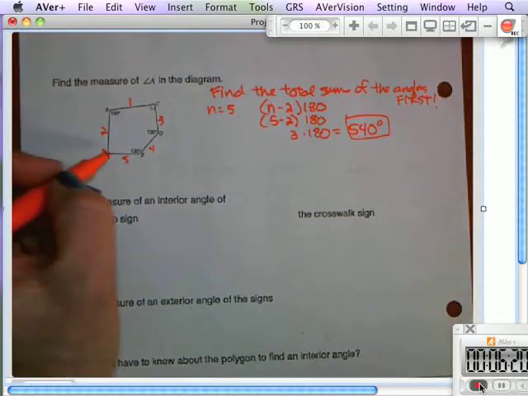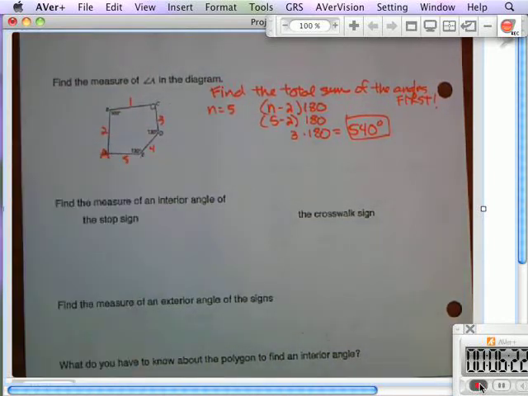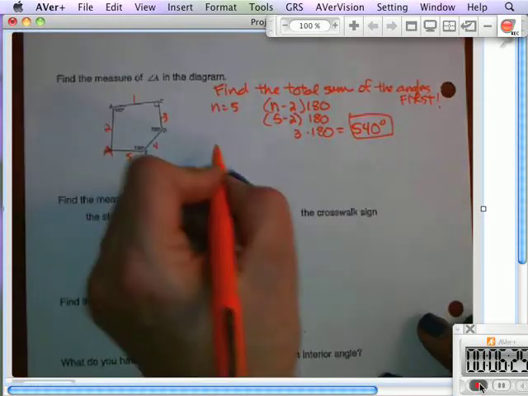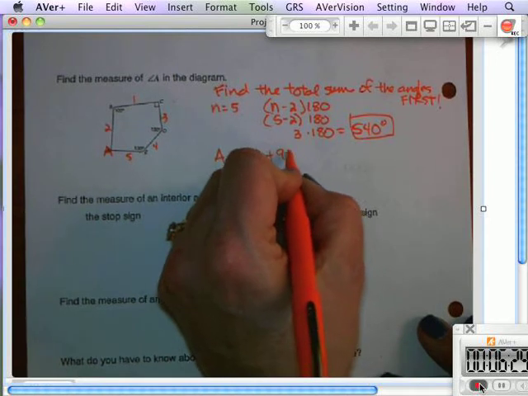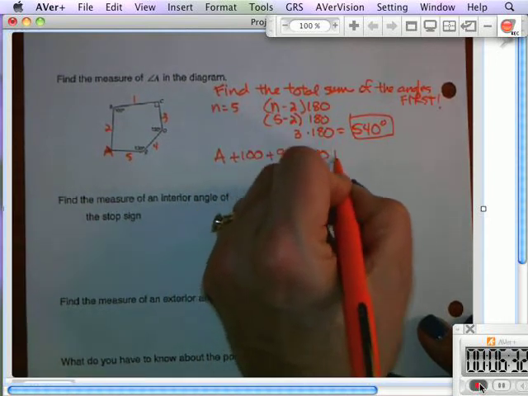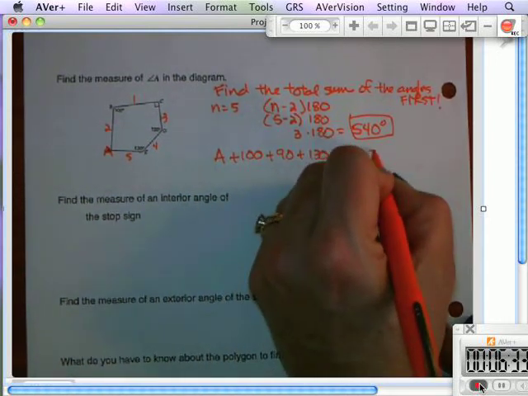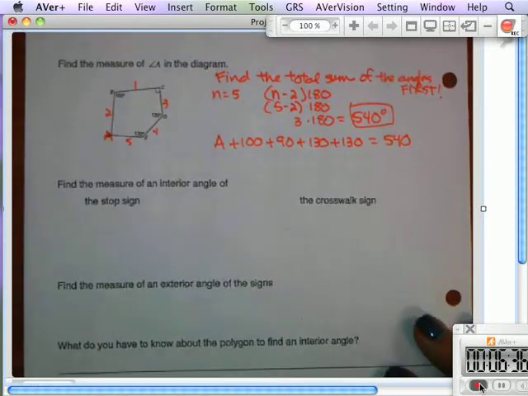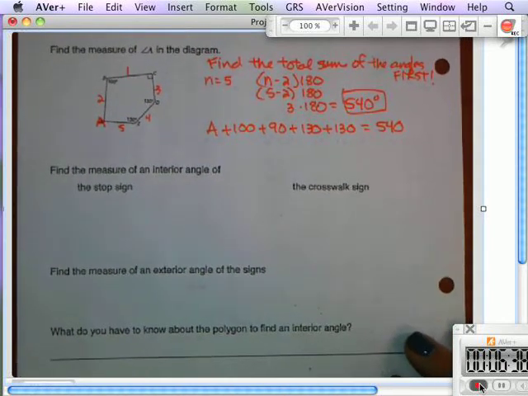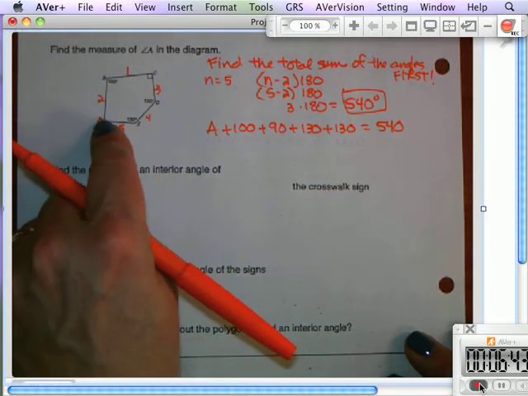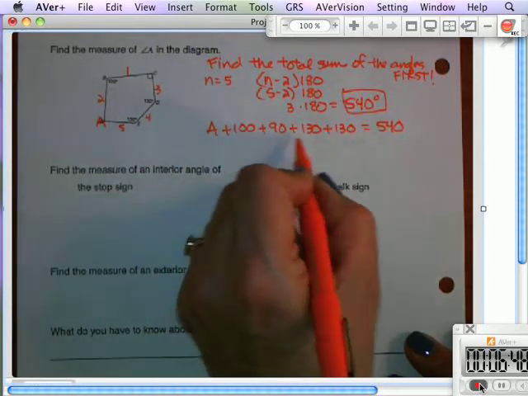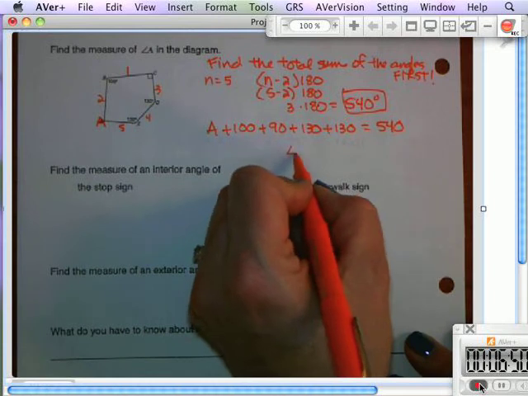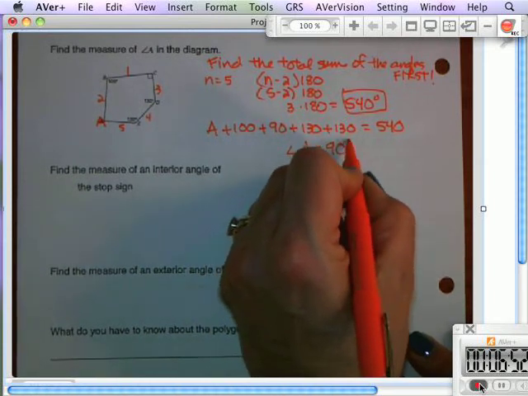If this plus this plus this plus this plus this equals 540, I'm going to write an equation: A plus 100 plus 90 plus 130 plus 130 equals 540 when I add them all up. I just went around. If I subtract all of this from 540, I'm going to find out that angle A is equal to 90 degrees.